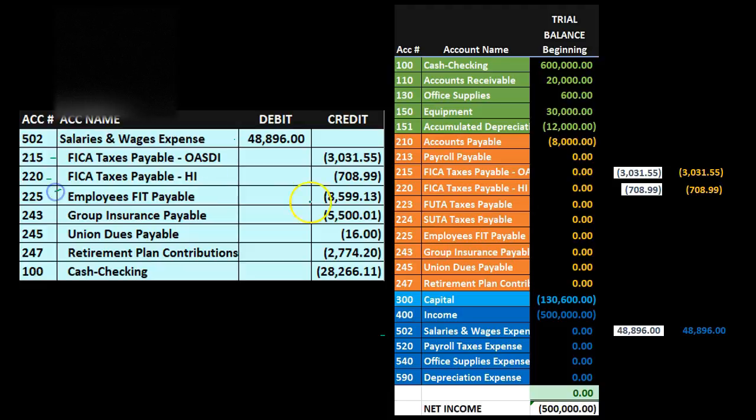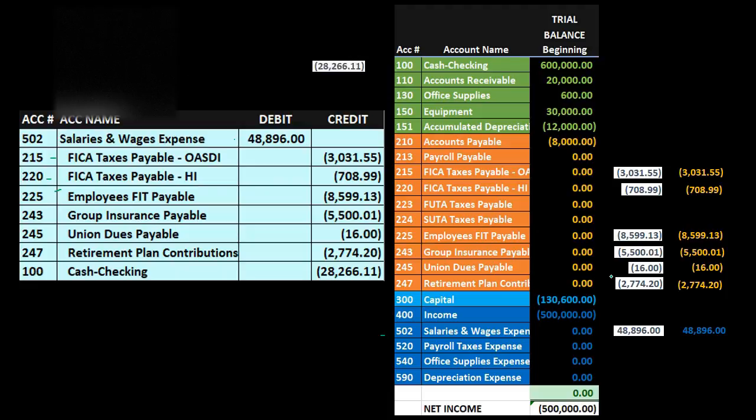Then we've got the FIT. It's a liability. So here's the liability for FIT. Here it's at 0. It's going up by 8,599.13 to 8,599.13. Then we've got the group insurance, going up from 0 up by 5,501 penny to 5,501 penny. Then we've got the union dues. It's going to go from 0 up by 16 to 16. Finally, the retirement plan going from 0 up by 2,774.20 to 2,774.20.